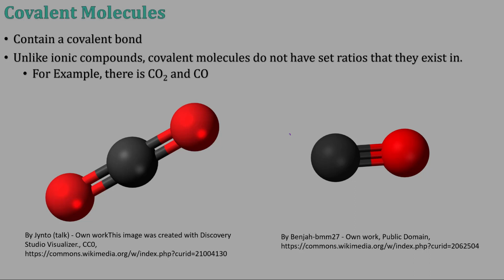All right, so covalent molecules contain a covalent bond. We also just call them molecules. If it's called a molecule, that means it has covalent bonds. And unlike ionic compounds, covalent molecules do not have set ratios they exist in. So carbon can bond with oxygen as CO2, and it can also bond as CO. So you can't just say, oh, magnesium is going to be +2 and chlorine is going to be -1, so it'd be MgCl2. It can only exist in that ratio.